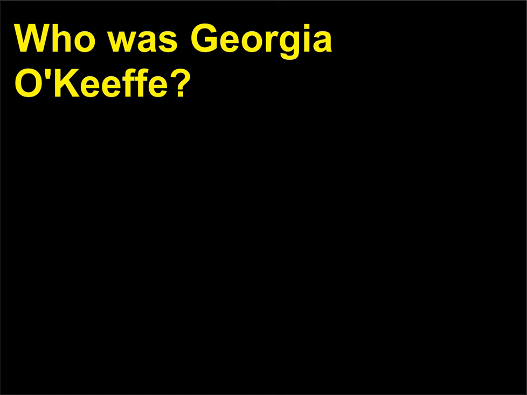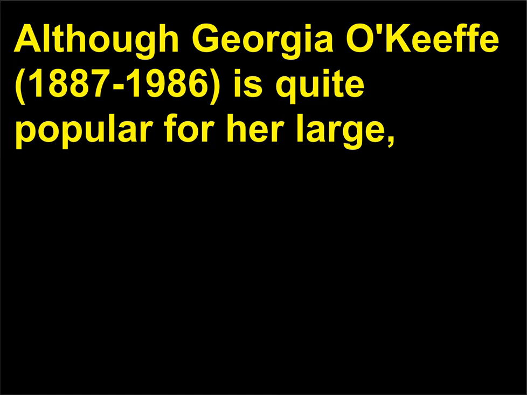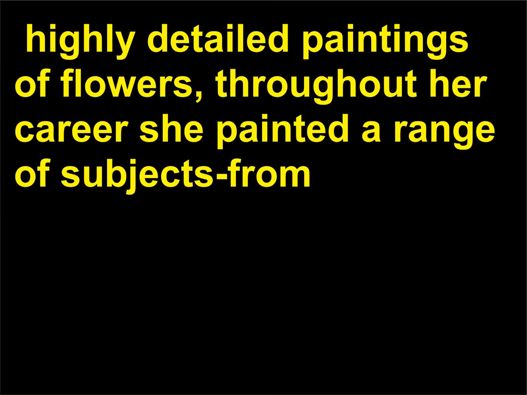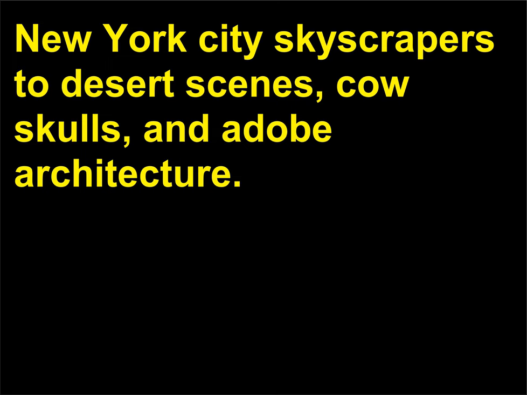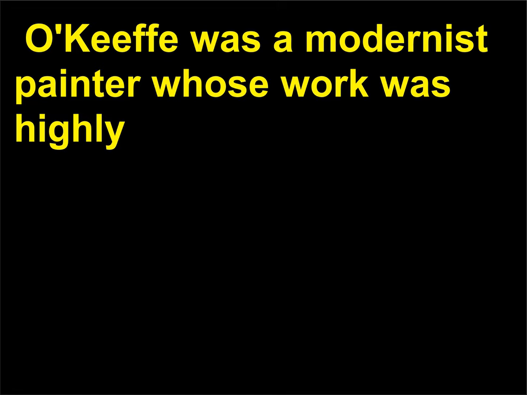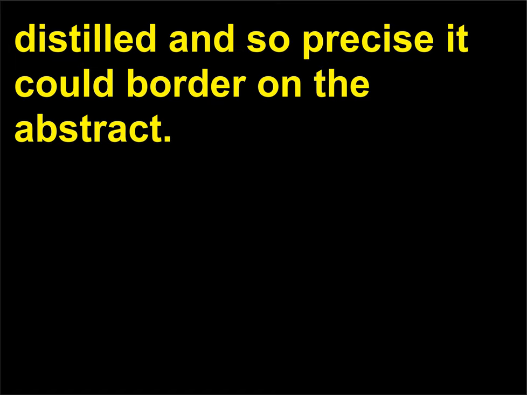Although Georgia O'Keeffe, 1887 to 1986, is quite popular for her large, highly detailed paintings of flowers, throughout her career she painted a range of subjects from New York City skyscrapers to desert scenes, cow skulls, and adobe architecture. O'Keeffe was a modernist painter whose work was highly distilled and so precise it could border on the abstract.